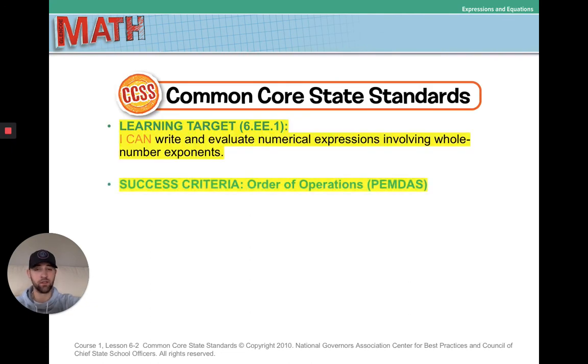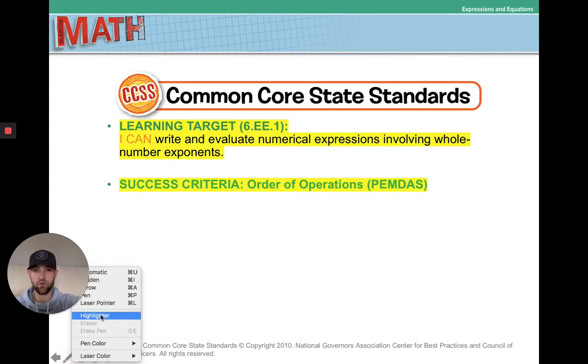To make this look very similar to class, here's your learning target and success criteria. You wrote these down every single day at the beginning of class, so it should be pretty similar. So your learning target today: I can write and evaluate numerical expressions that involve whole number exponents. That big part is I can evaluate numerical expressions. Okay. Your success criteria is actually the order of operations.